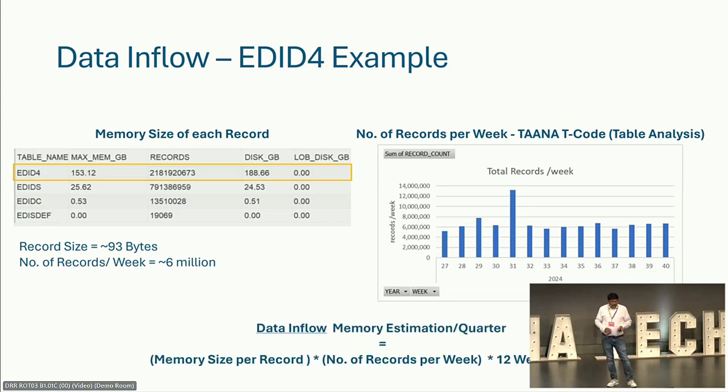Then my data inflow memory estimation per quarter, for example, will be the memory size per record multiplied by how many records are flowing in per week or per day, times the time profiling factor that matches to the quarter. In this case, I understood I have around 6.2 gigabytes of memory getting occupied on a quarterly basis. Okay? With me so far?